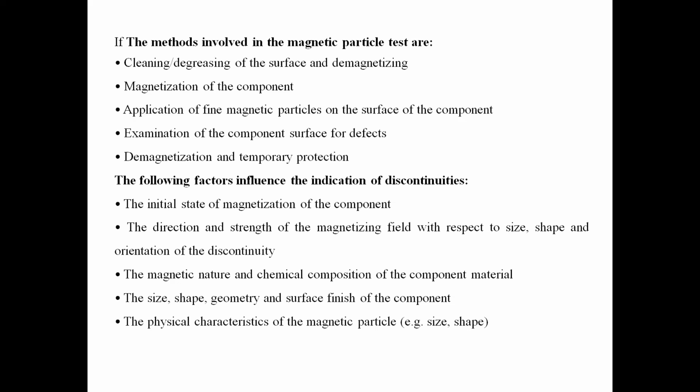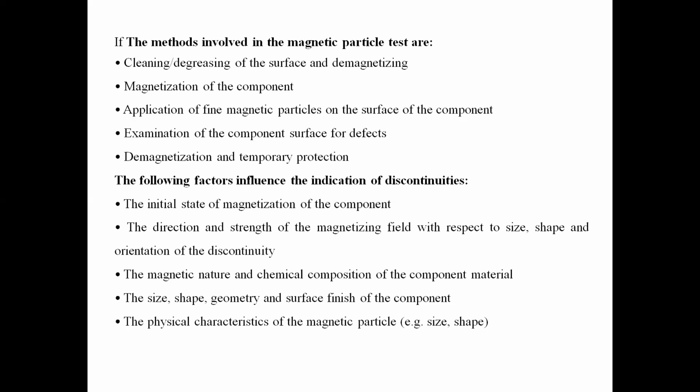The second step is magnetization. We have to magnetize the material by using either permanent magnets or electromagnets. If you magnetize the material, there is a flow of magnetic field lines inside the component. The third step is application of magnetic particles. Fine iron particles are applied on the surface of the component where we are testing.